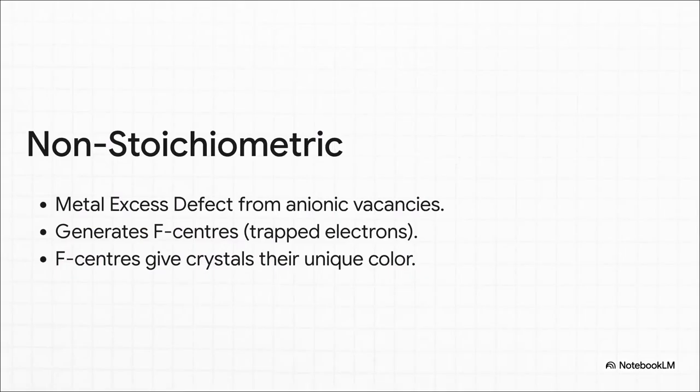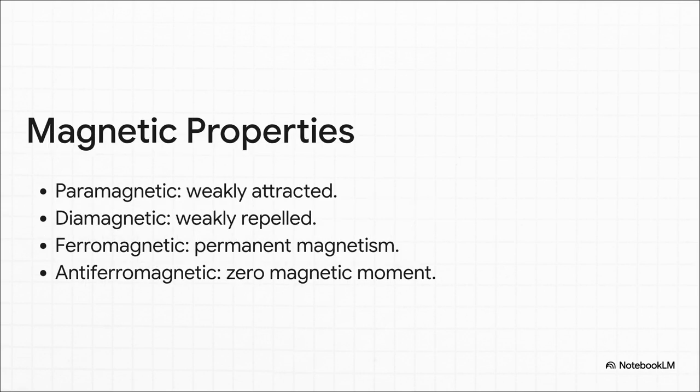And here is where a defect officially becomes a feature. Sometimes an empty space in the lattice gets filled by a stray, trapped electron. We call this an F-center. And guess what? That trapped electron absorbs specific visual wavelengths of light. F-centers are the secret ingredient that gives crystals their brilliant, vibrant colors. Without these microscopic mistakes, most of those beautiful crystals you see in nature would just be totally clear and, honestly, kind of boring.